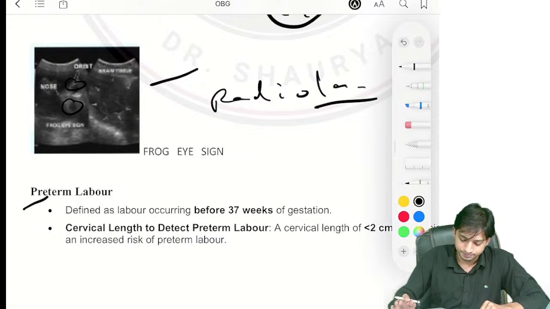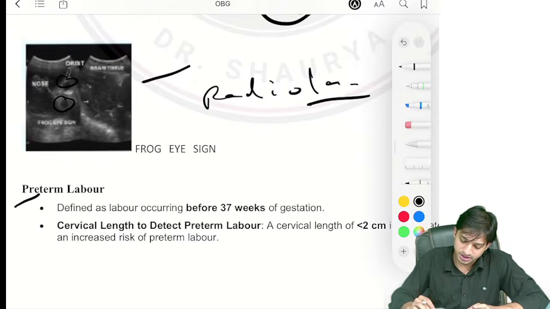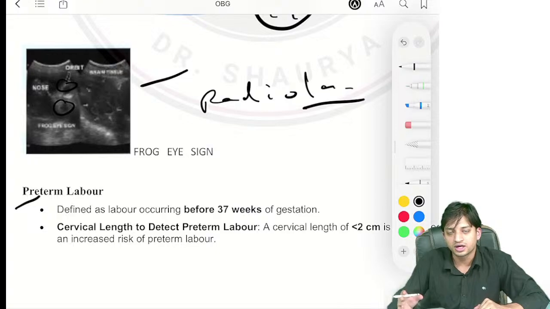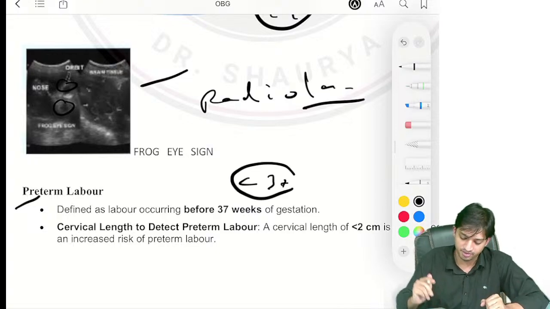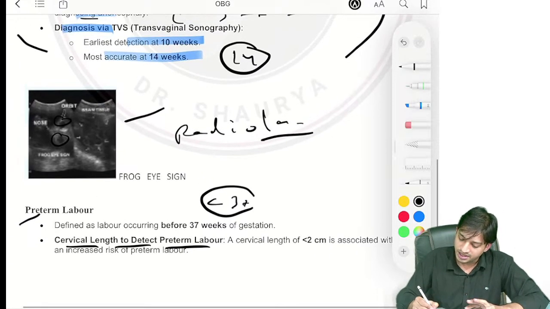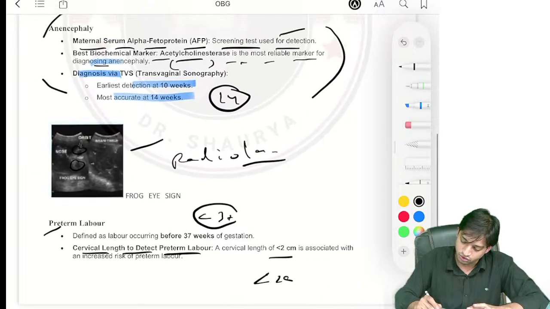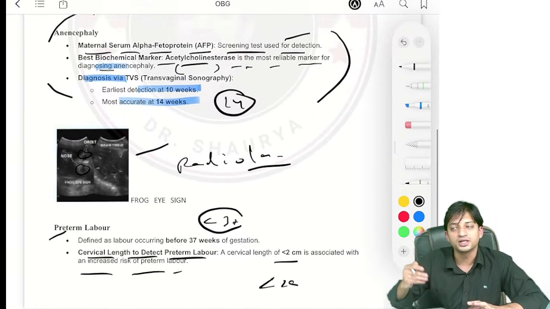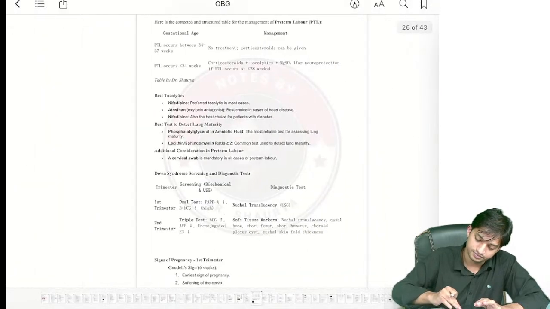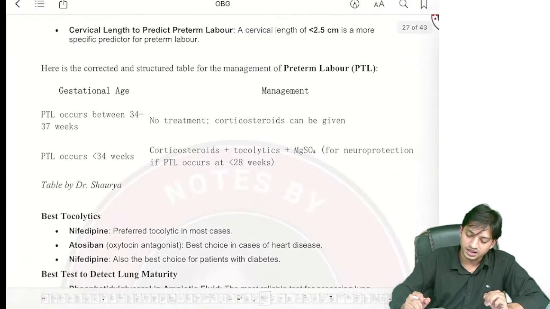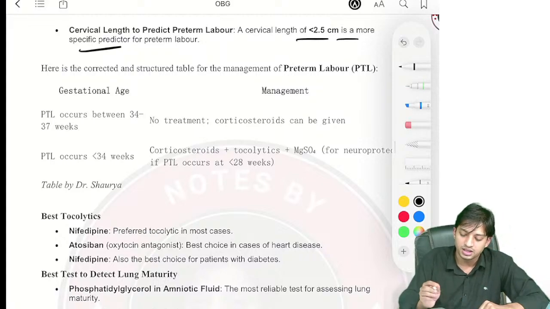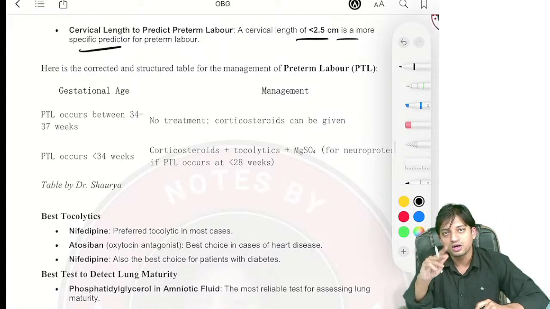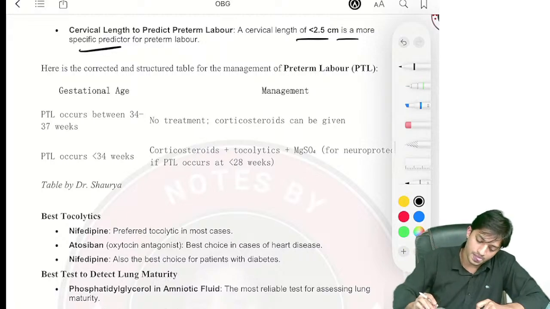Now, preterm labor. In the preterm labor, what you are going to see, it is defined as labor occurring before 37 weeks of gestation. You already know, we have discussed, before 37 weeks it will be the preterm labor, right? Now here, the cervical length to detect the preterm labor, a cervical length of less than 2 centimeter is associated with an increased risk of preterm labor. Right? Now, if the cervical length is less than 2 centimeter, it is a more specific predictor for preterm labor, right?